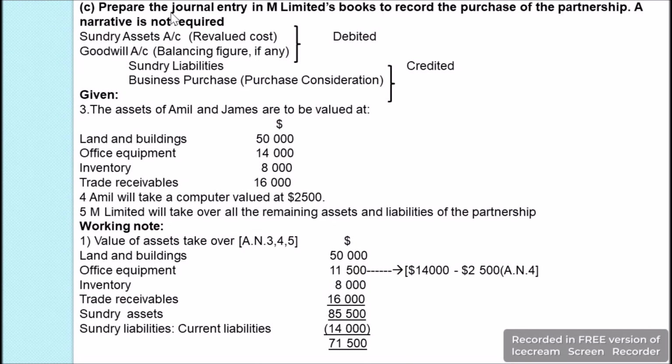In this part of the question, we are asked to prepare the journal entries in M Limited's books to record the purchase of the partnership. A narrative is not required. You see here we are making the journal entry in the books of M Limited.